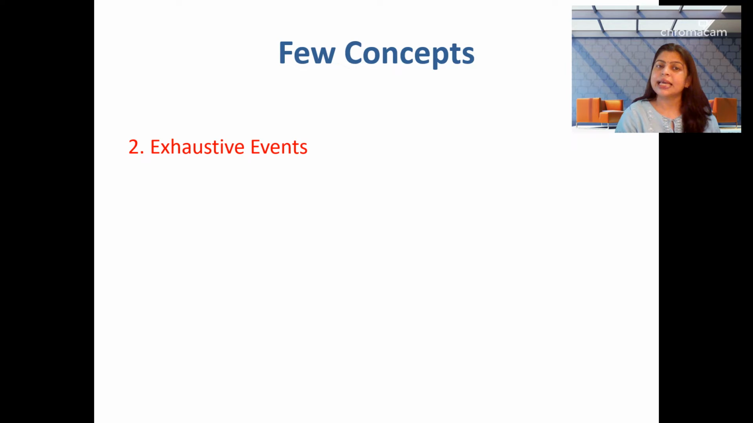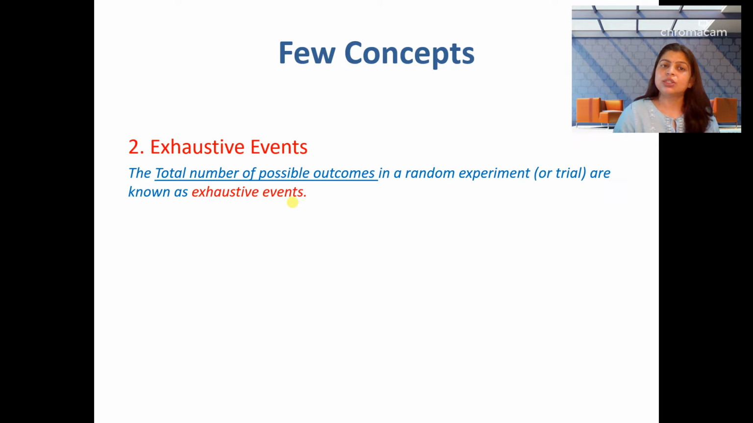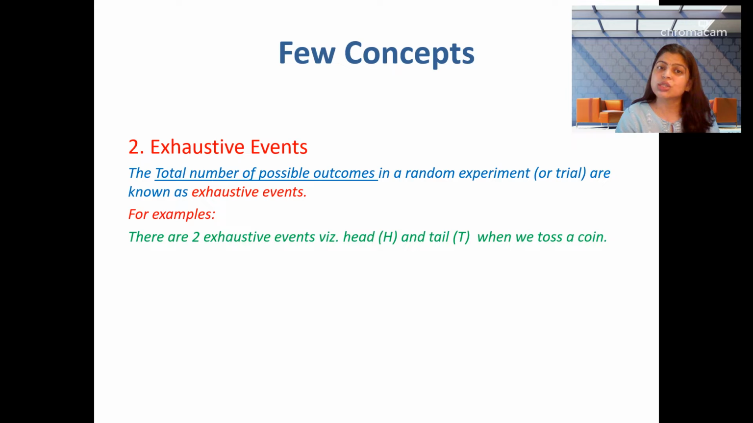Now let's move on to exhaustive events. The total number of possible outcomes in a random experiment or trial are known as exhaustive events. That means whatever the possible outcomes are, those are called exhaustive events. For example, when we toss a coin, what are the possibilities? Head and tail. So head and tail are the exhaustive events, and these are two exhaustive events. When we throw a die, there would be 6 exhaustive events: 1 2 3 4 5 6.